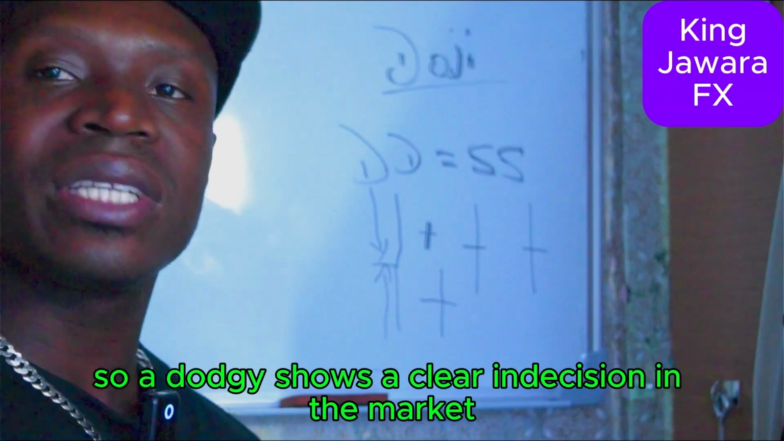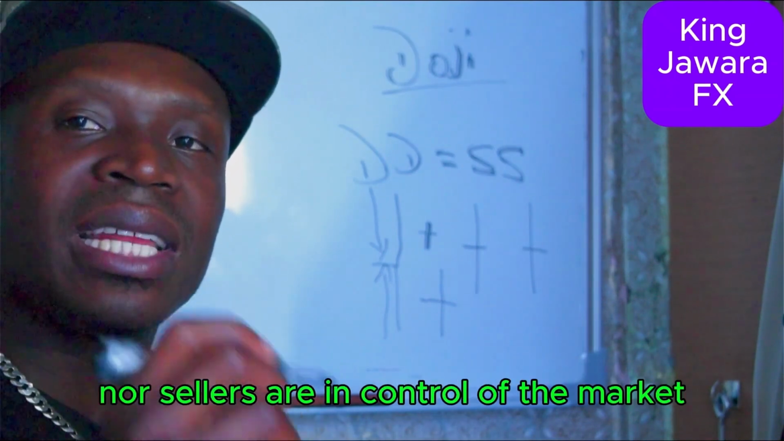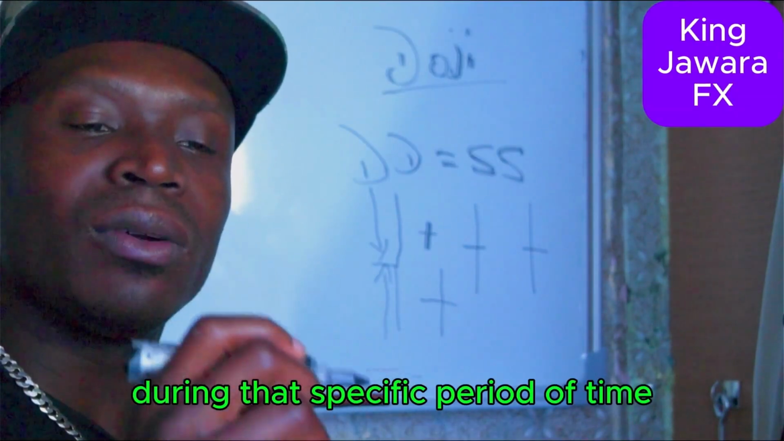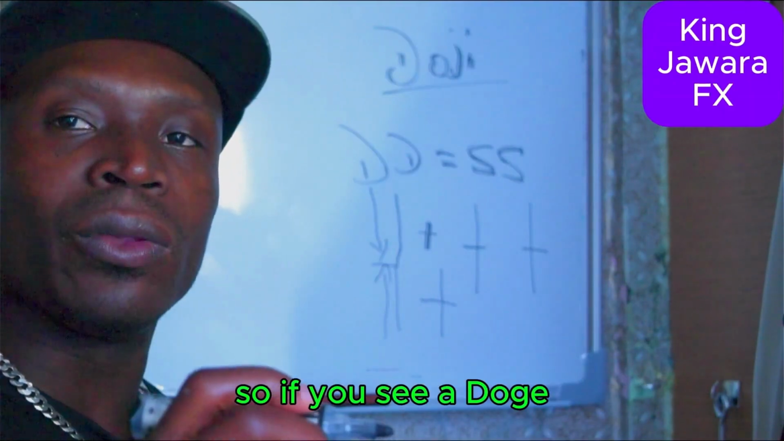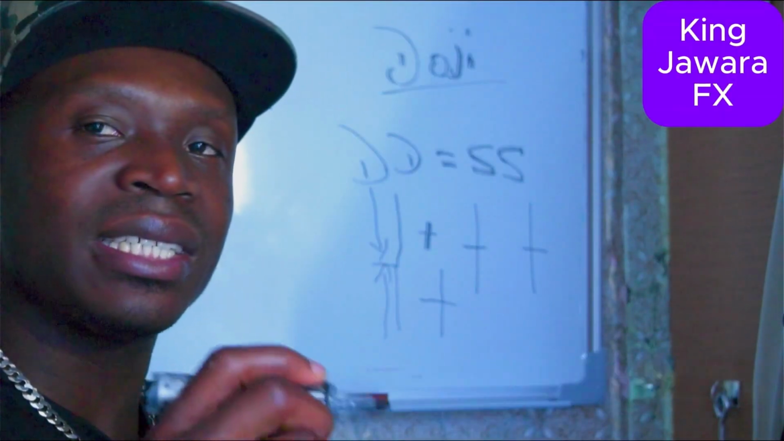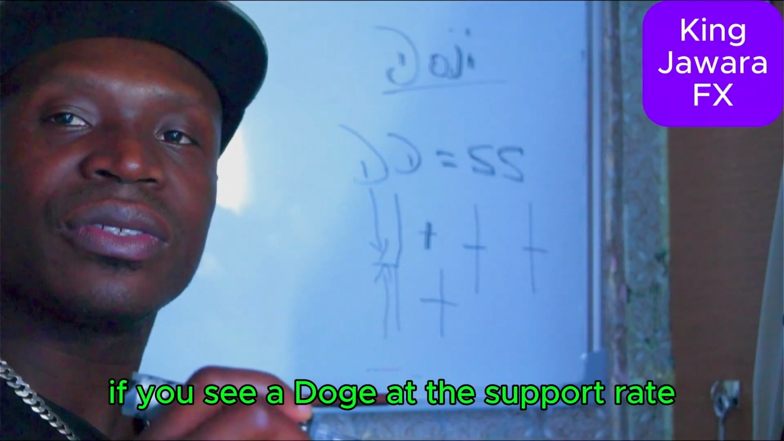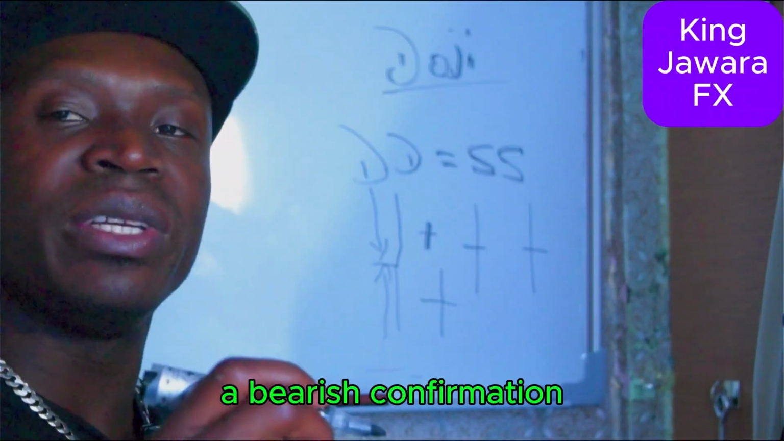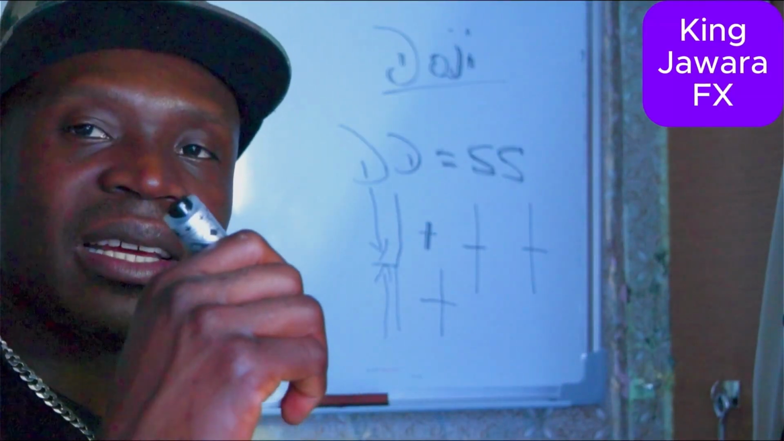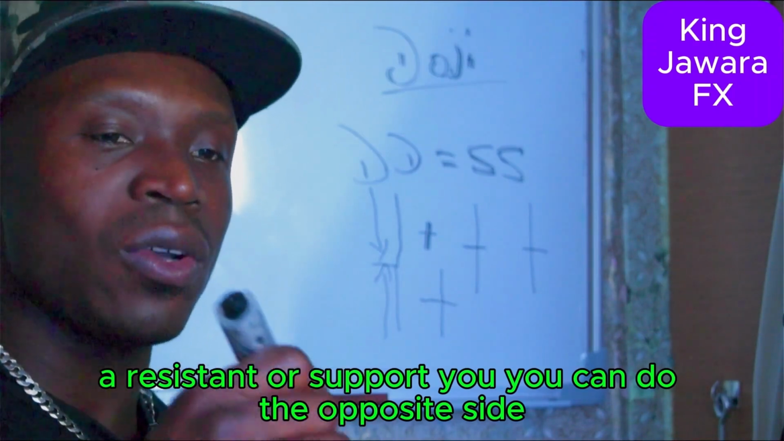So a doji shows a clear indecision in the market. Neither buyers nor sellers are in control of the market during that specific period of time. So if you see a doji, please don't try to trade a doji. We don't trade a doji candlestick. If you see a doji at the support, wait for a bearish confirmation, you can sell the market. If you see a doji at a resistance or support, you can do the opposite side.